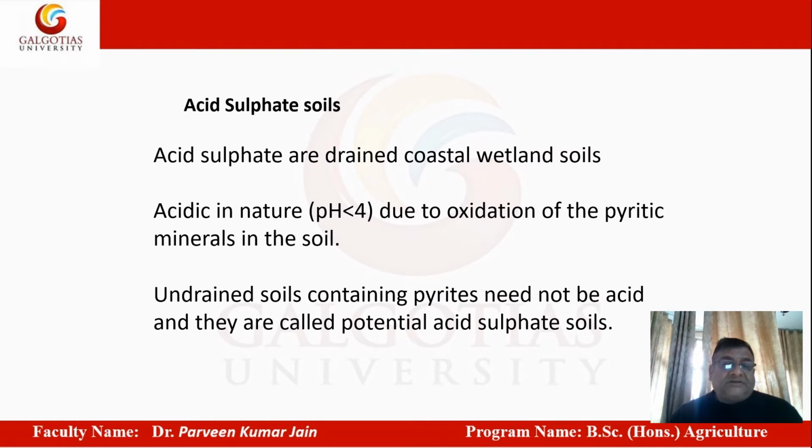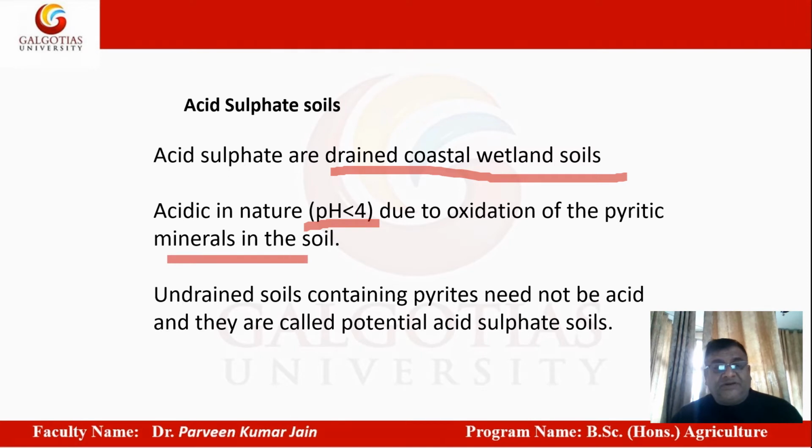Now the next is about the acid sulfate soils. This is another segment, normally present in drained coastal wetland soils, which are very highly acidic. Their pH is less than 4. So you can imagine they are just like acid, and due to oxidation of pyrites, the pH goes down so far. The undrained soils containing pyrites need not be acid, and they may be called potential acid sulfates.